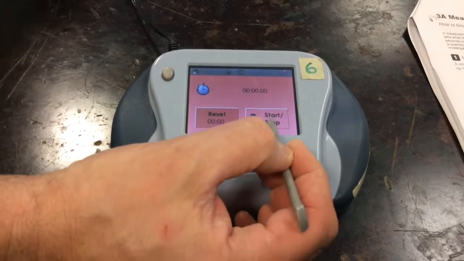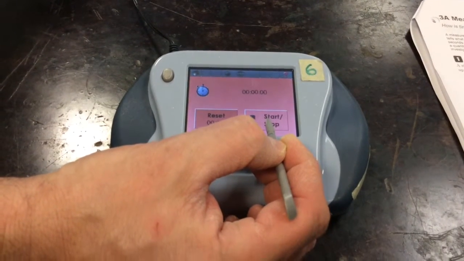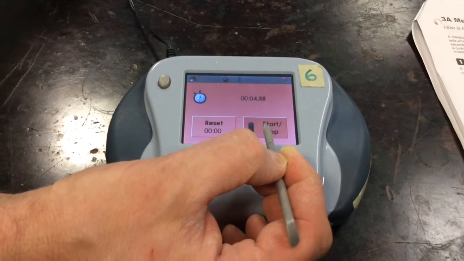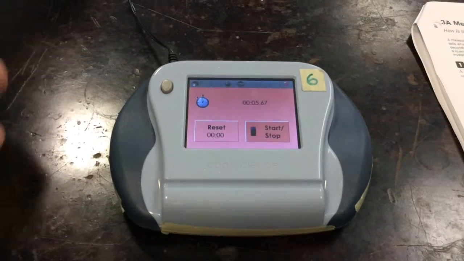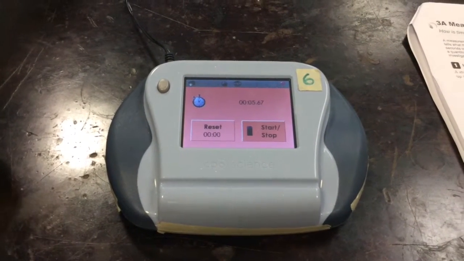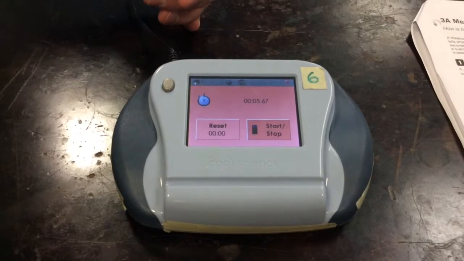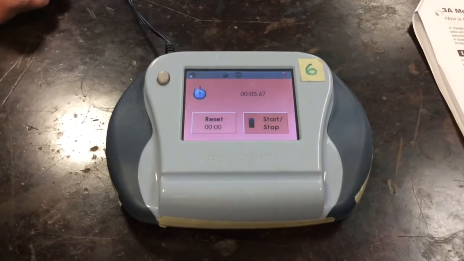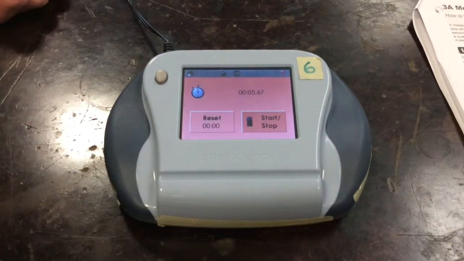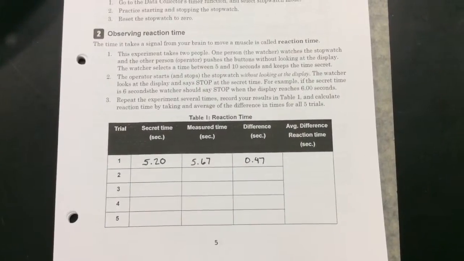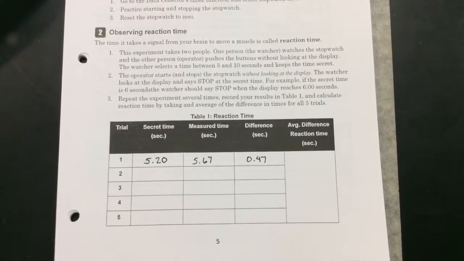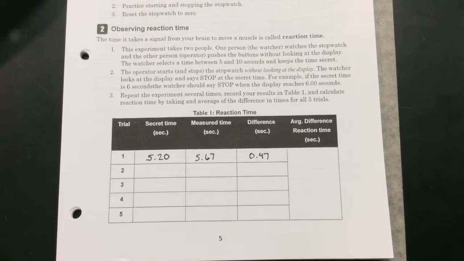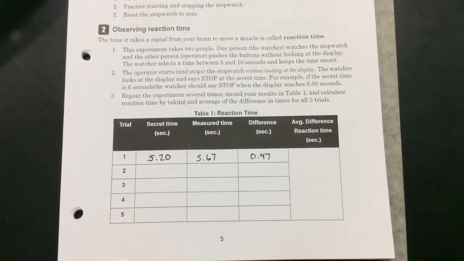So I would have that person hit the start button and close their eyes. Stop. I would tell the person to stop at 5.2 seconds, and then I'd take a look at the lag time from what I gave them to what they got on the CPO data collector. In this case, they got 5.67 seconds. Once you have the measured time, in this case it was 5.67 seconds, we'll take a look at the difference between the secret time and the measured time. The difference here is 0.47 seconds.